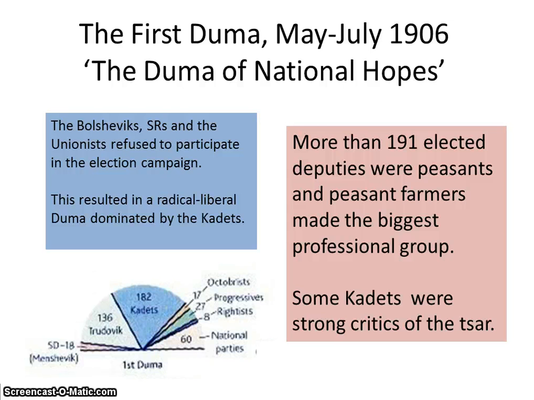Unfortunately, the Bolsheviks, Social Revolutionaries and the Unionists all refused to participate in the election campaign of the winter of 1905 and 1906. So as a result, if you take those left and right-wing extremes out of it, it resulted in a very centrist, radical, liberal Duma that was heavily dominated by the Cadets, and you can see that from the election results in the chart there. More than 191 elected deputies were peasants, and peasant farmers made the biggest professional group.